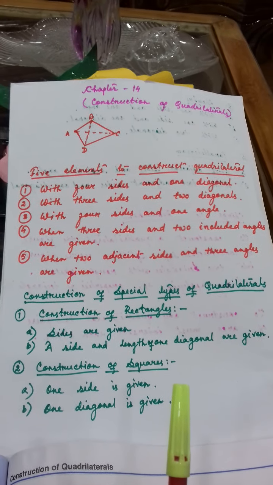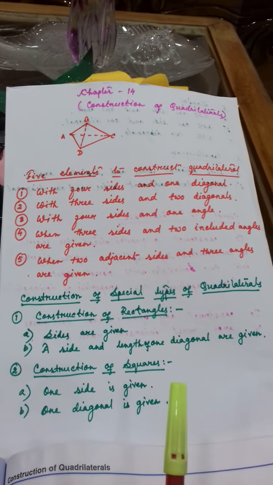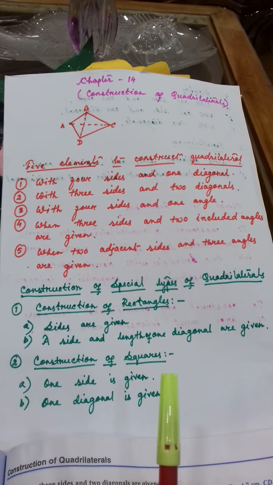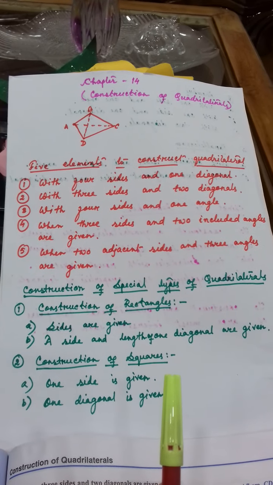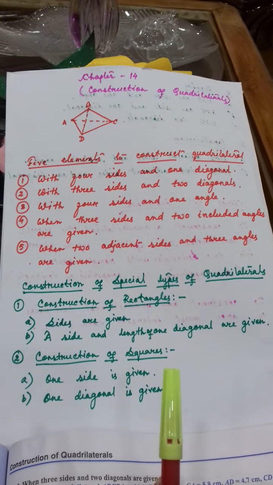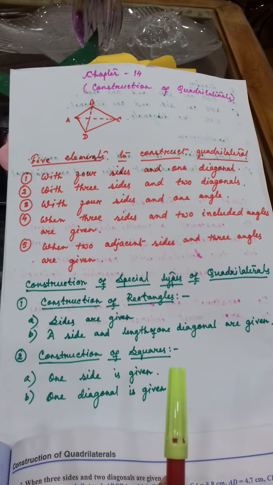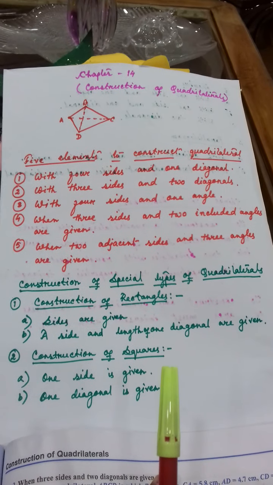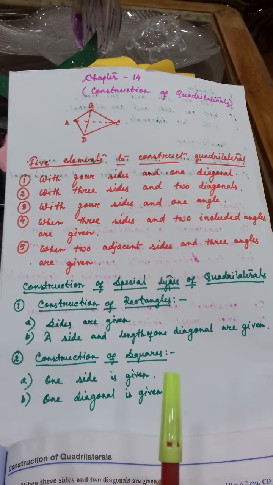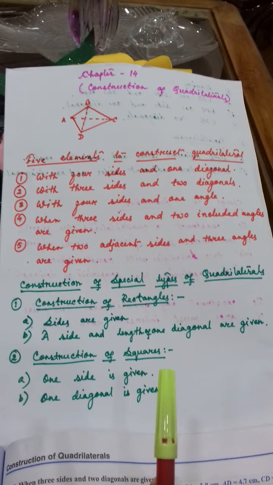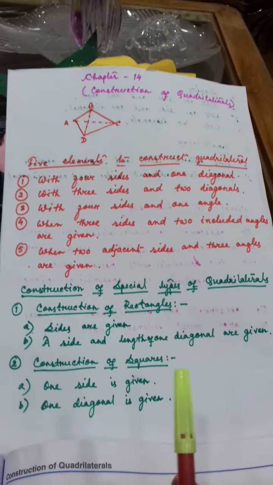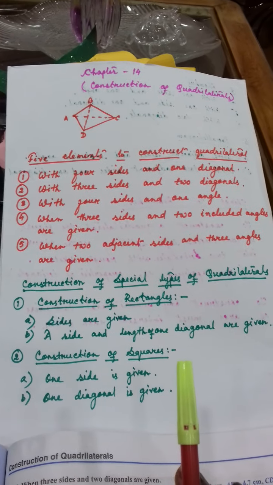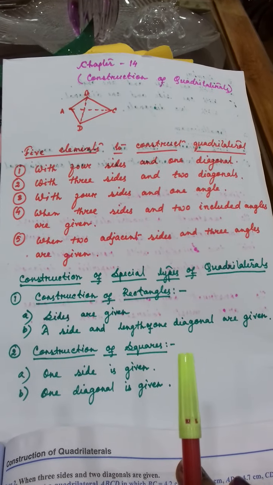Okay, let's start with the new chapter, construction: how to construct the quadrilateral. In class 7, you have already learned how to construct triangles, how to construct angles, and how to construct the perpendicular bisector. Today, while I will teach you the construction of quadrilateral, beforehand I have to give you some basic idea.